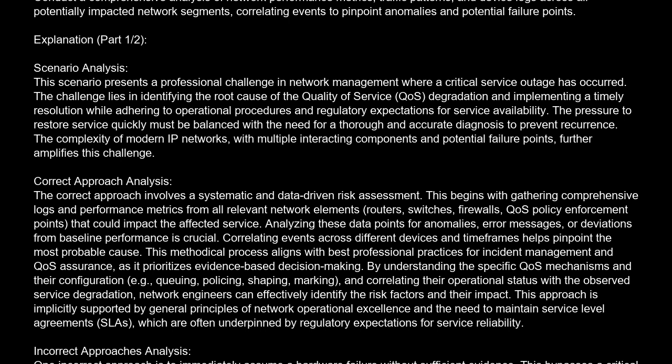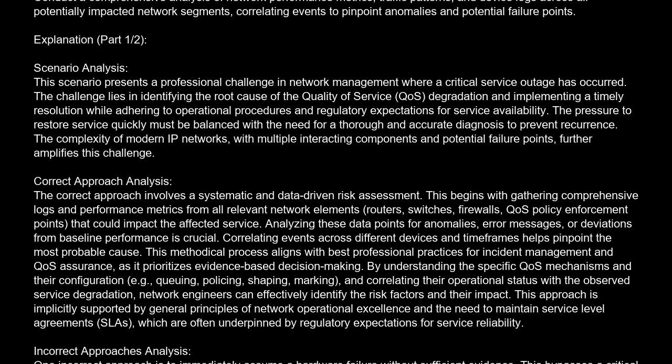Analyzing these data points for anomalies, error messages, or deviations from baseline performance is crucial. Correlating events across different devices and timeframes helps pinpoint the most probable cause. This methodical process aligns with best professional practices for incident management and CoS assurance, as it prioritizes evidence-based decision-making. By understanding the specific CoS mechanisms and their configuration, e.g., queuing, policing, shaping, marking, and correlating their operational status with the observed service degradation, network engineers can effectively identify the risk factors and their impact.